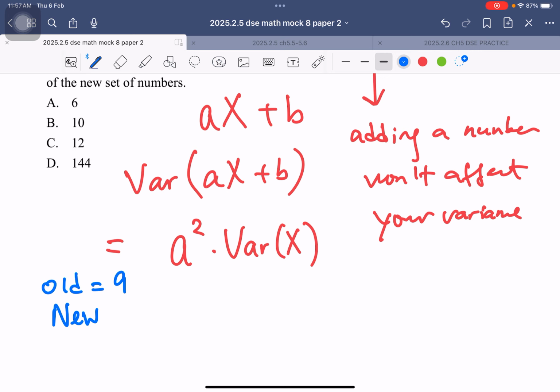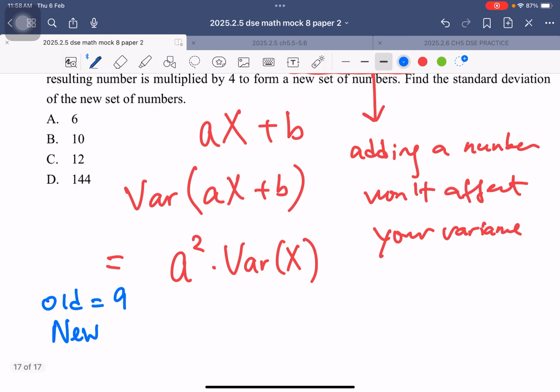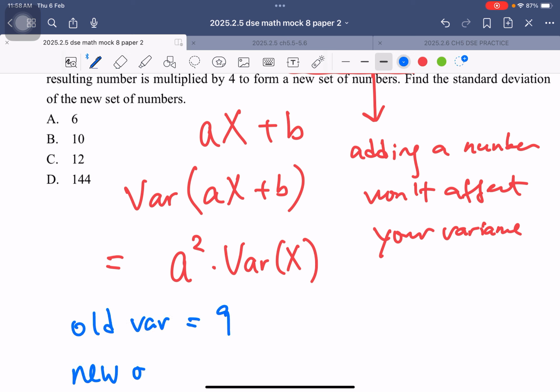Then how about the standard deviation? The standard deviation will just be times that number. Understand? So the old variance is equal to 9, so the new variance is going to be 4 squared times 9, which is 16 times 9, giving you 144. So the answer is 144, isn't it?